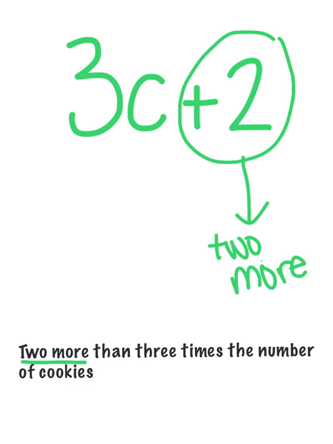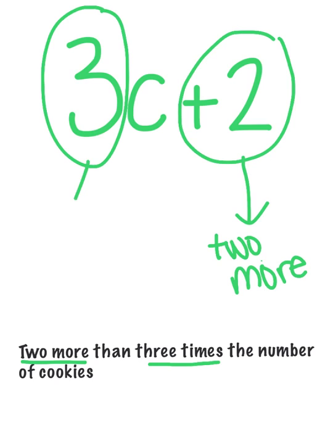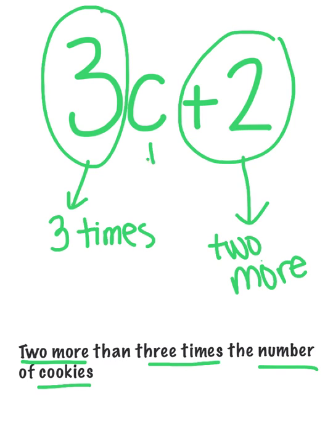Then the next part reads, then 3 times. So our 3 is represented here multiplying to your variable C. 3 times. And lastly, the number of cookies. That is where your variable comes into play. So C is your number of cookies.